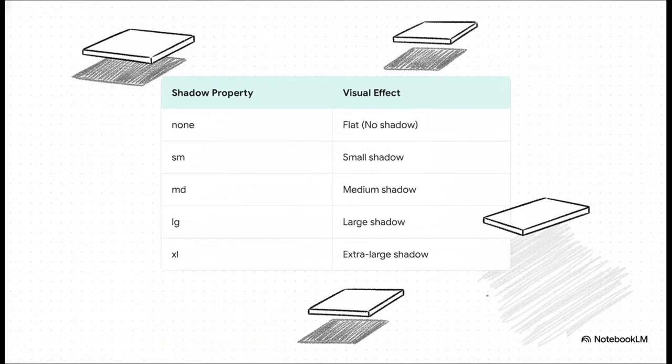And of course, controlling this is super easy. It's all handled by a single shadow property. You can go with none for a modern, flat look, or you can pick from 4 different sizes to get the perfect amount of depth.